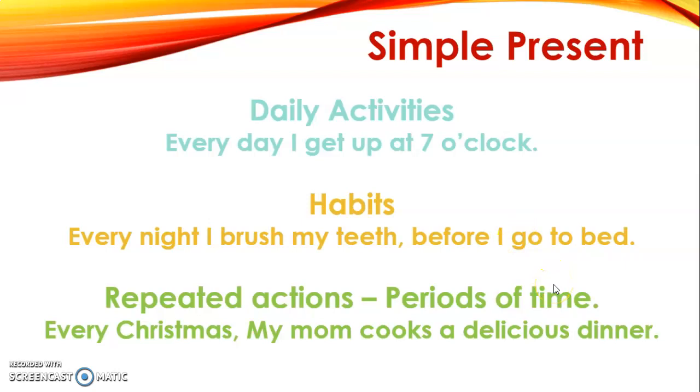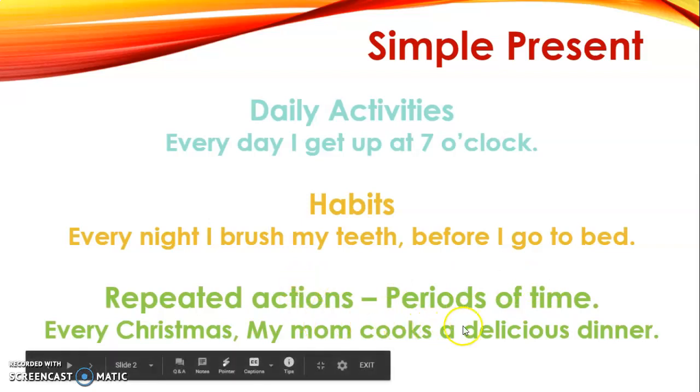The third example is about repeated actions and periods of time. Every Christmas, my mom cooks a delicious dinner. El tercer ejemplo es relacionado con periodos de tiempo o acciones que se repiten. Todas las Navidades mi mamá cocina una deliciosa cena. That's right? Okay.